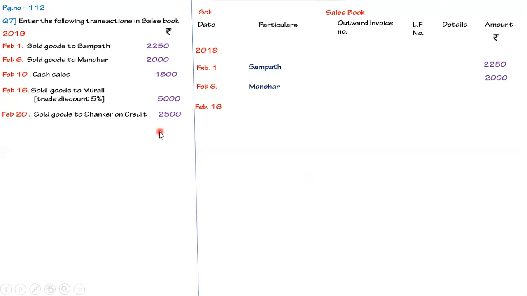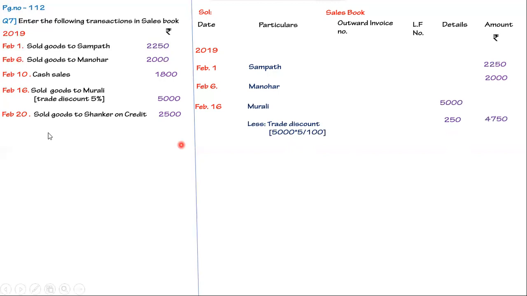The next transaction is on February 16, which is given as sold goods to Murli 5000 rupees and trade discount 5%. So here the date will be taken as February 16 and the name will be taken as Murli, and the amount 5000 will be recorded in details column as we have to calculate trade discount. So trade discount is 5000 into 5 by 100. 10% of 5000 will be 500 and 5% will be half of it, 250. Subtracting 250 from 5000, the final amount 4750 will be recorded in amount column.